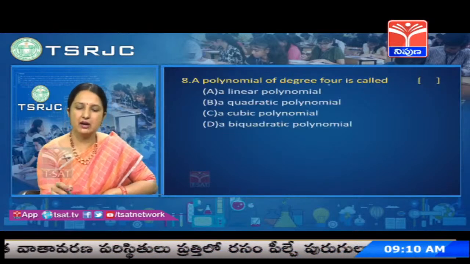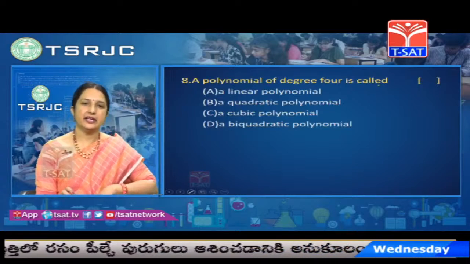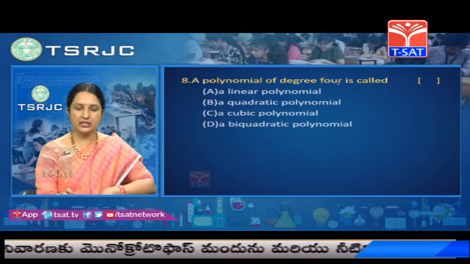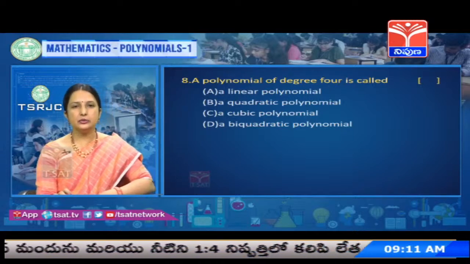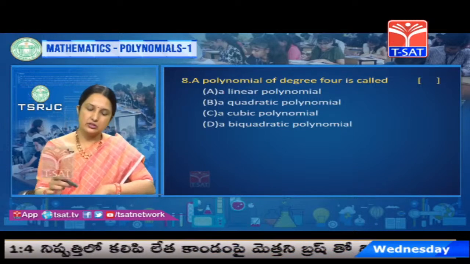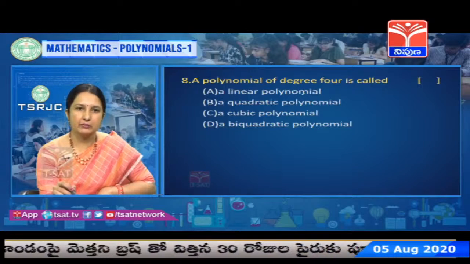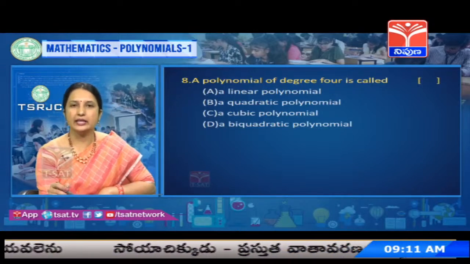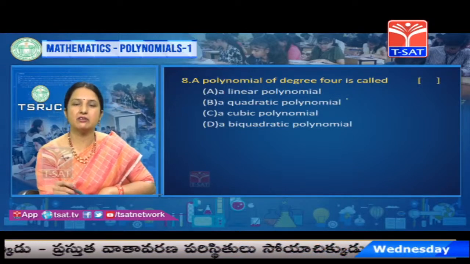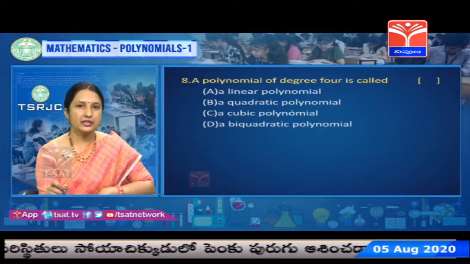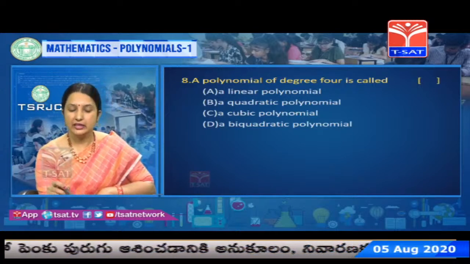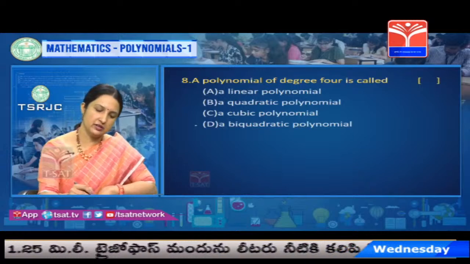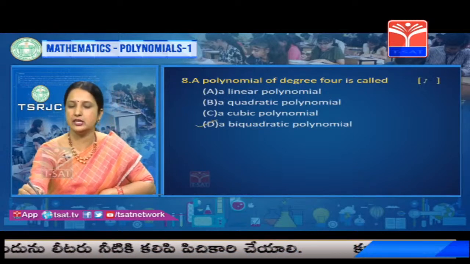Next, a polynomial of degree 4 is called. In our textbook we have till degree 3 only, but the question is given degree 4, which means they are testing whether you are referring to some other books or not. So here, first one, a linear polynomial: a polynomial of degree 1 is called a linear polynomial. You know well. A quadratic polynomial: a polynomial of degree 2 is called a quadratic polynomial. A polynomial of degree 3 is called a cubic polynomial. When the degree 4 is there, that polynomial is called a biquadratic polynomial. So, option D is the correct one.